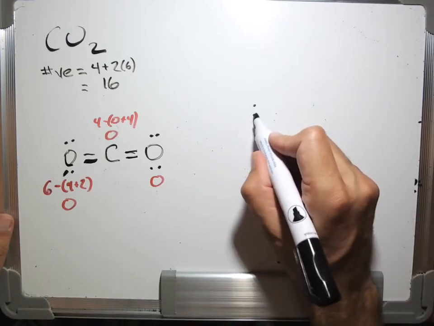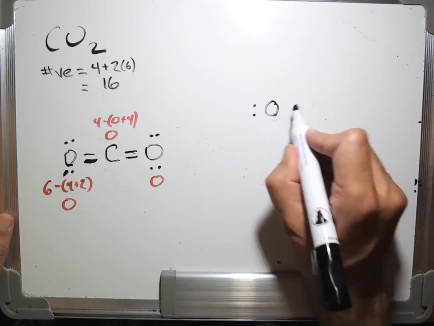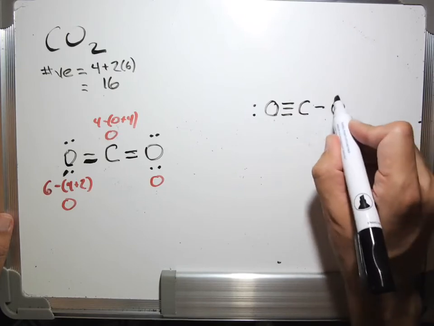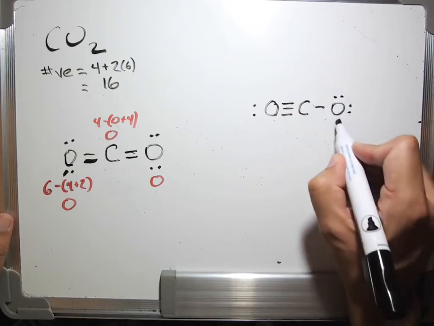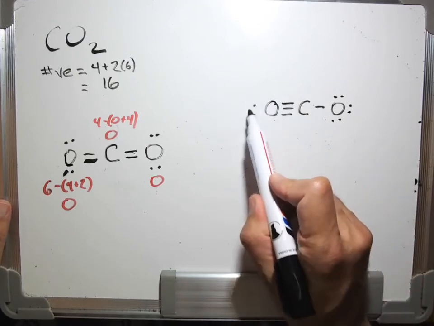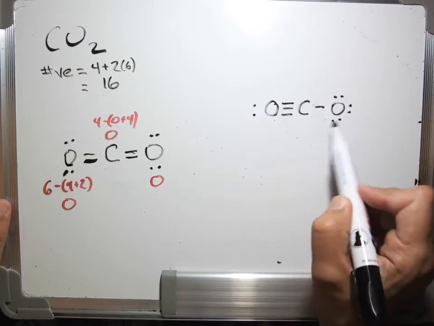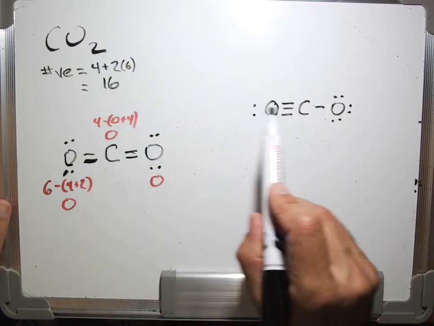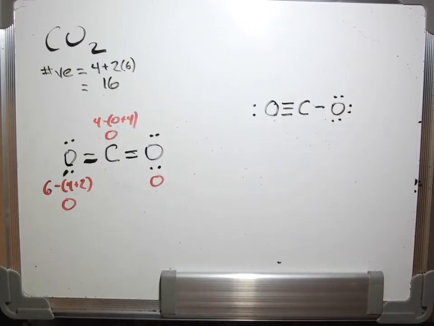Imagine I had oxygen triple bonded and oxygen singly bonded to that central carbon. I'm still satisfying the octet rule for all 3 of the atoms. I'm still utilizing only 16 valence electrons. Let's calculate the formal charges that we see associated with that particular arrangement.